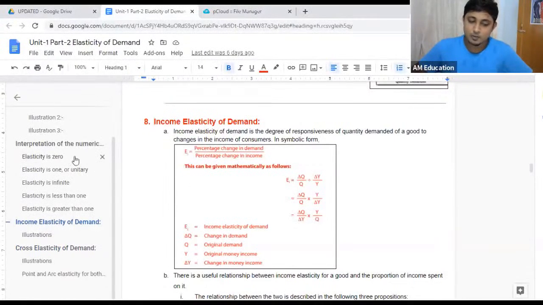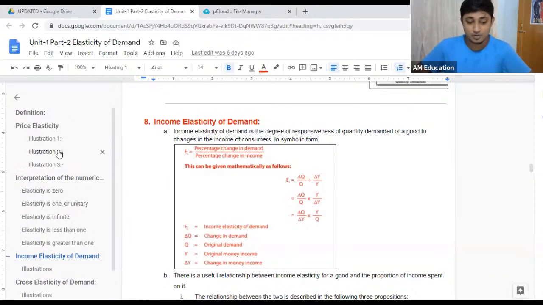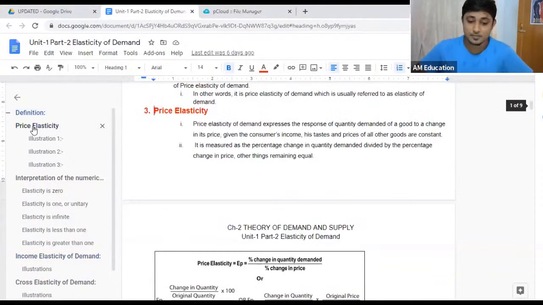So after learning what it means when elasticity is 0, elasticity is 1, elasticity is infinite, elasticity is less than 1 or greater than 1, these are the interpretations of the numerical values that we get, right? And before this, we've learned what price elasticity is, right? So what is price elasticity?